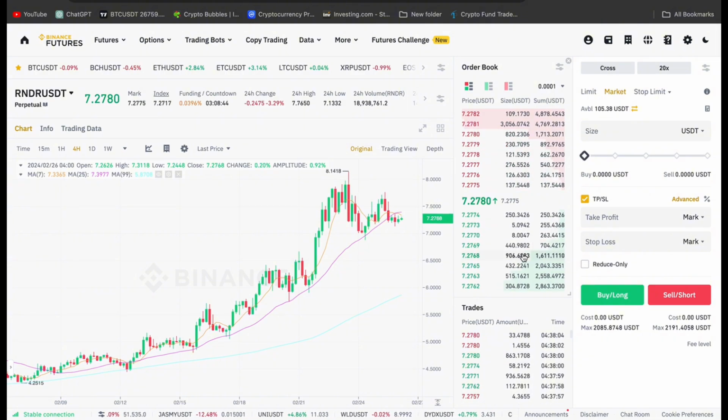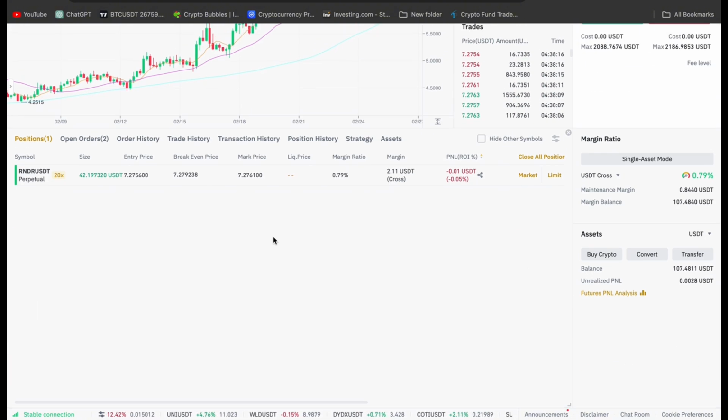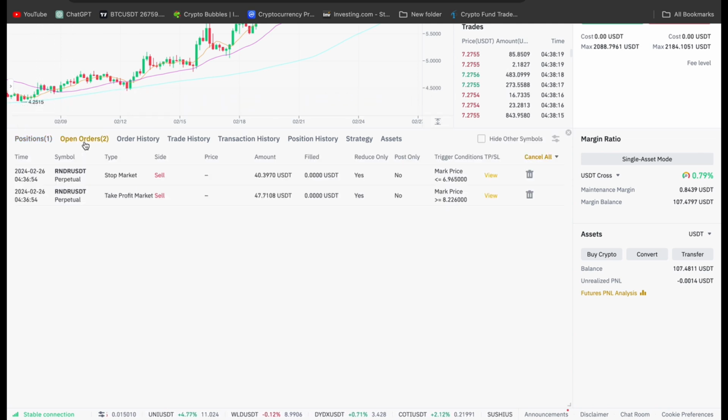Anytime you enter a trade and the trade is able to achieve 100 plus ROI, or 120, 200 plus ROI, just close 50% and move your stop loss to entry. You can just click on the open orders here. When we click on the open orders, we have the stop market sell. The stop market sell is where we want to exit the market in case the trade doesn't go well. And we have the target or take profit level, where we want to exit the market in case the trade is able to achieve our target.